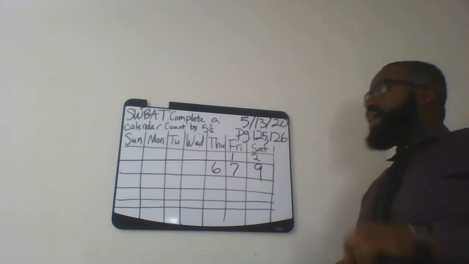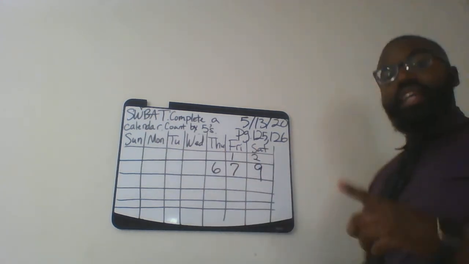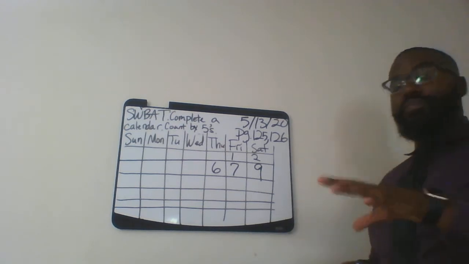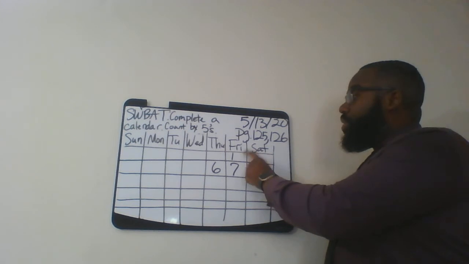Okay, so here's the calendar. We have our days of the week. We have Sunday through Saturday, and we know Sunday is always the first day of the week. So this will be for the month of May. Now, May started on a Friday. That's why I put 1 right there.